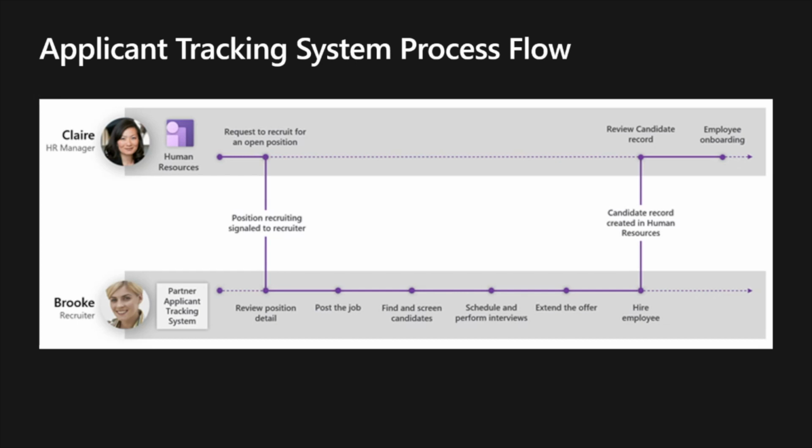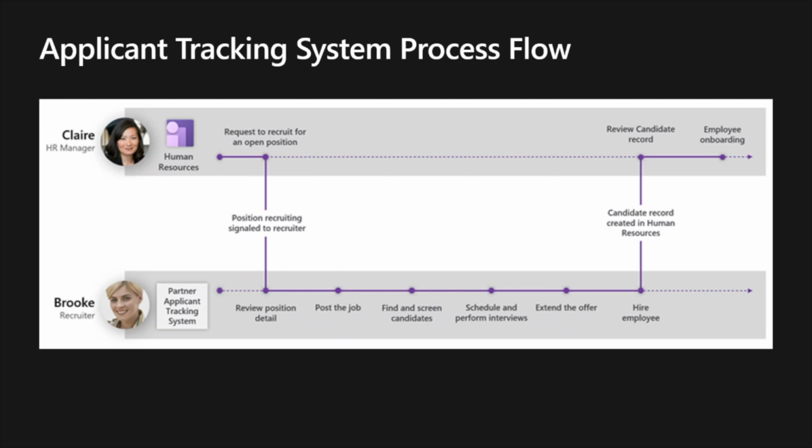Inside of Dynamics 365 Human Resources, a manager can either create that request to recruit directly from employee self-services, or an HR manager with that security role can go directly into the request to recruits page and create a new request to recruit. That information is then sent out and signaled through the request to recruit APIs to your applicant tracking system. This is typically where the recruiter will live and work.